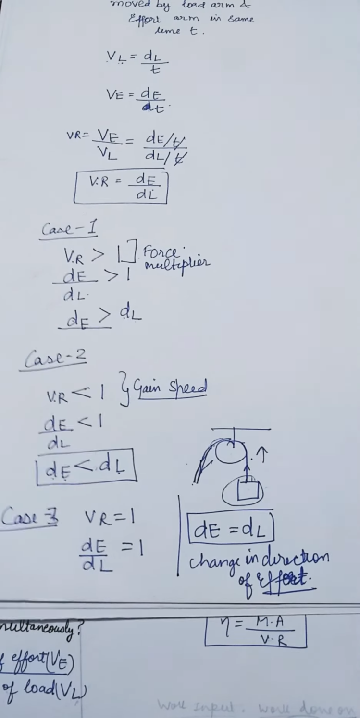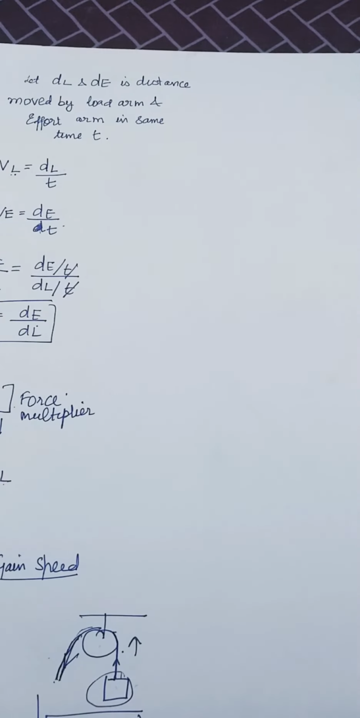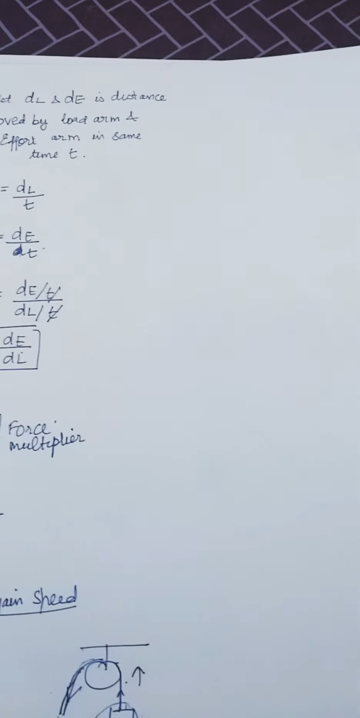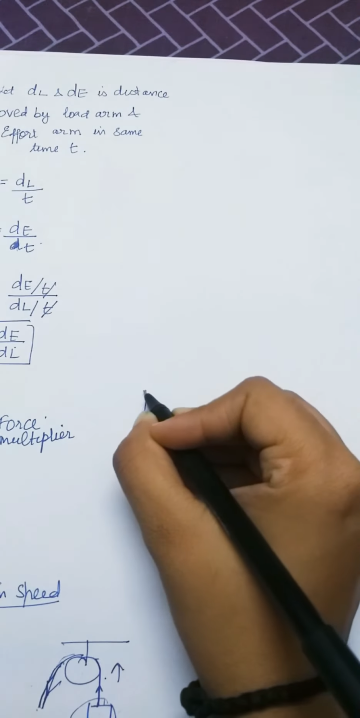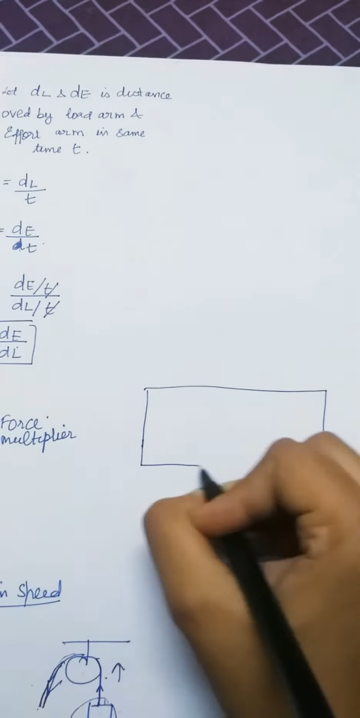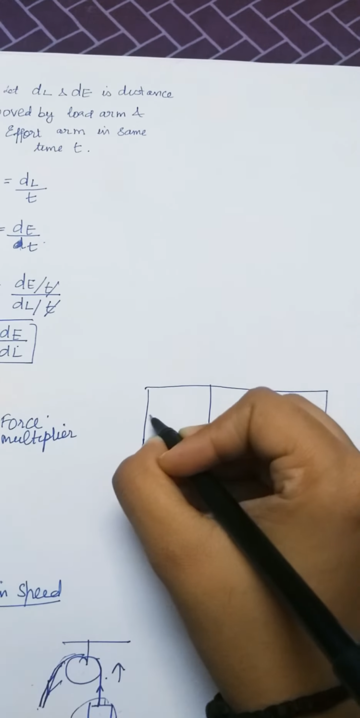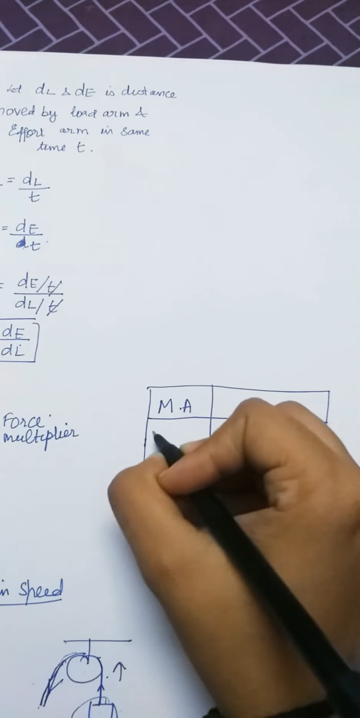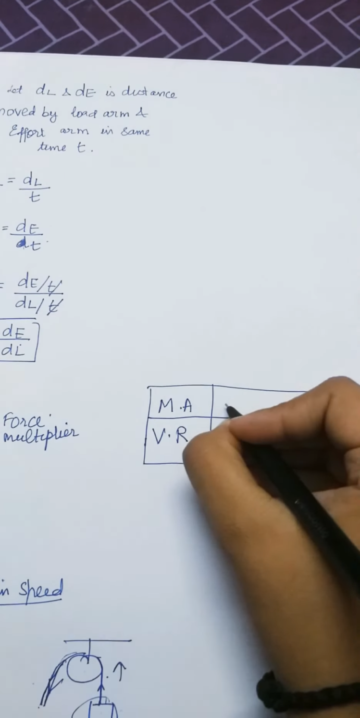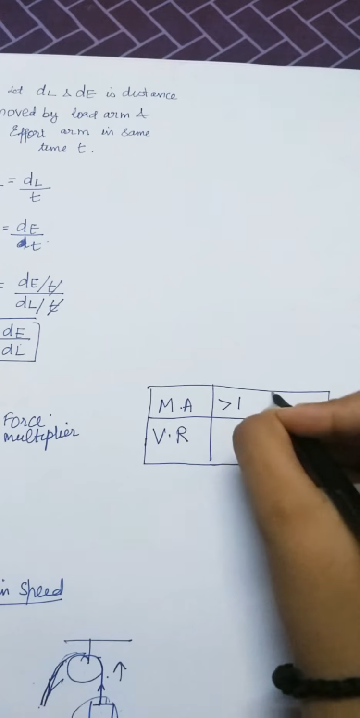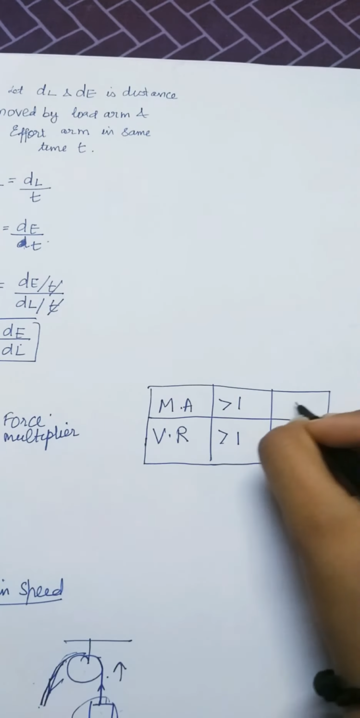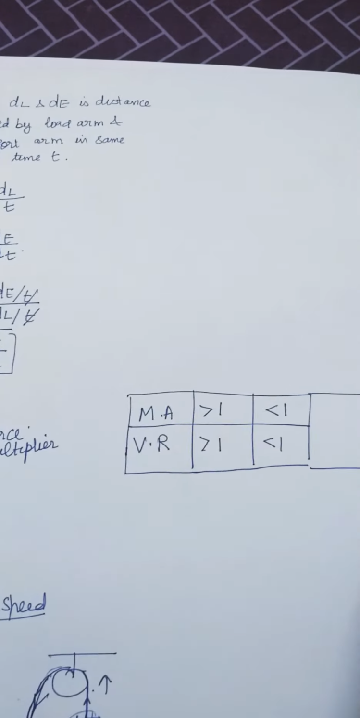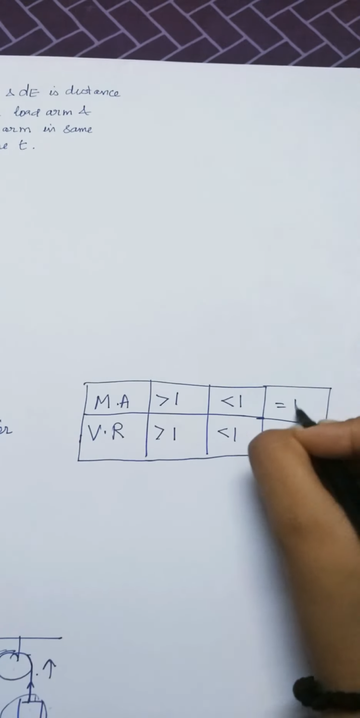So these are the three cases, and if I try to compile VR and MA, mechanical advantage, together, I can make a box just to simplify my learning. I can write it like this. You can write here MA, mechanical advantage, and velocity ratio, and the values: greater than 1, less than 1, less than 1, and here equal to 1, equal to 1.